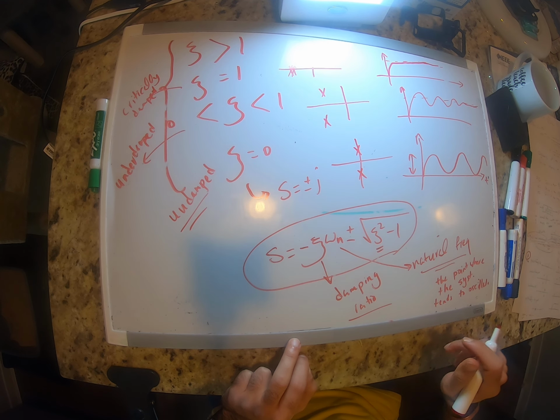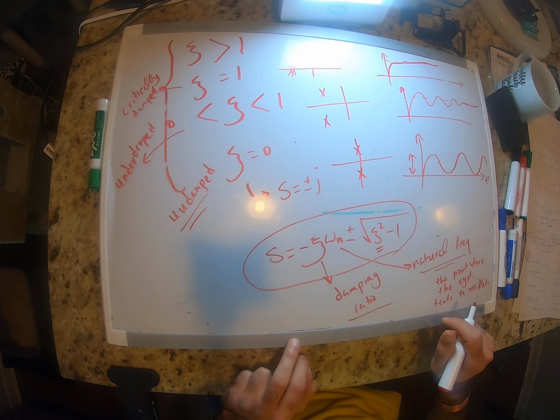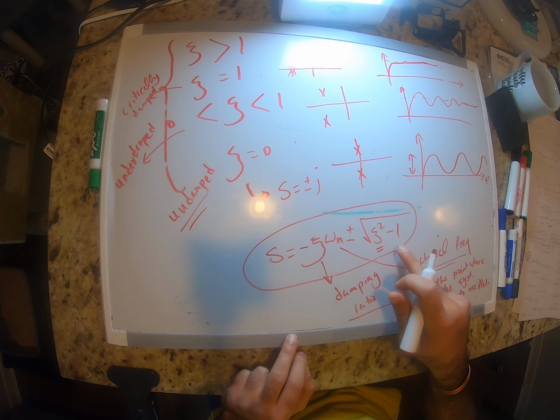And there's no overshoot, right? There are no oscillations. So that's why, in many cases, it's very ideal to have a critically damped system.